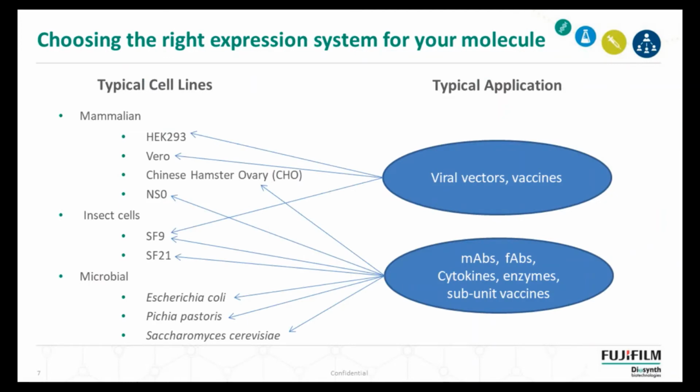So the choice of the expression system for your molecule, the system or the host, is very often one of the early critical decisions to be made when developing a strategy. And as you can see from this slide, the typical cell lines or hosts can vary according to the needs and the application. Really, the three main classes of host systems fall into either mammalian, insect cell, or microbial.